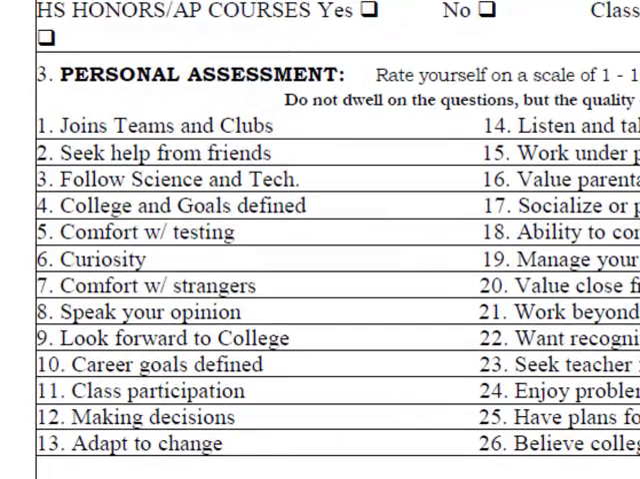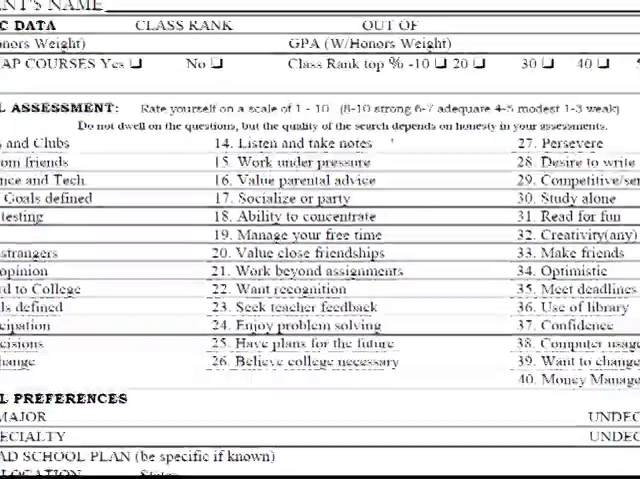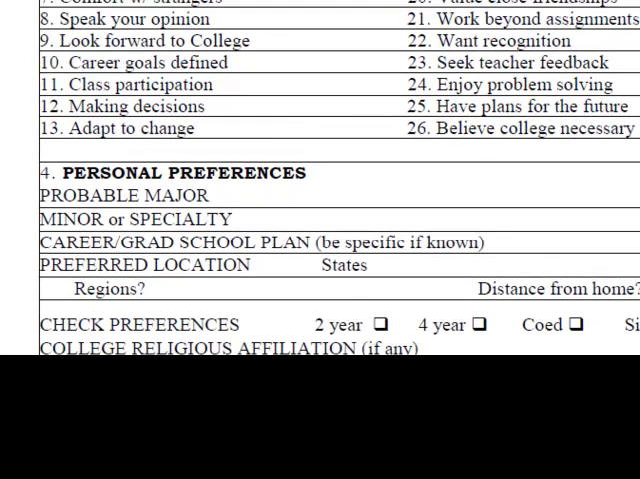This next section is designed to give you a picture of who you are personally, the things that you feel you're strong in, the things that you're weak in, and it will just help you when you start trying to make decisions based on college, selecting colleges and those types of things.